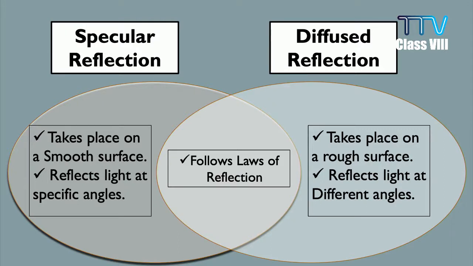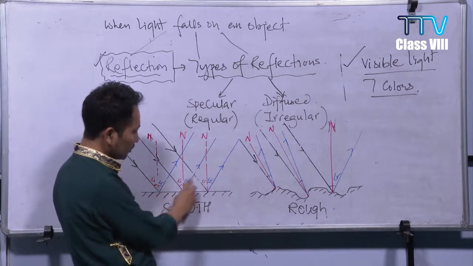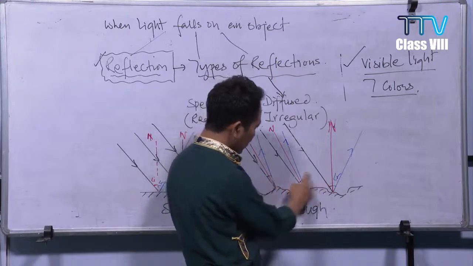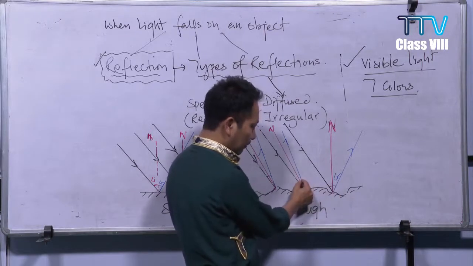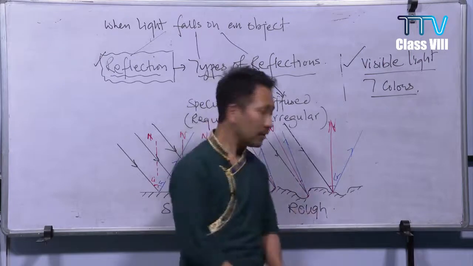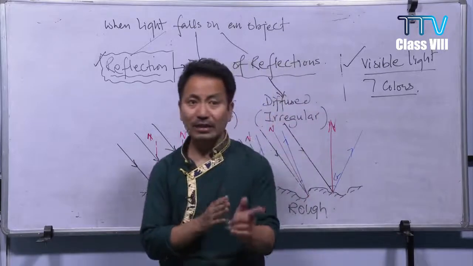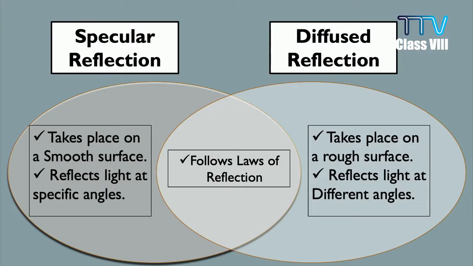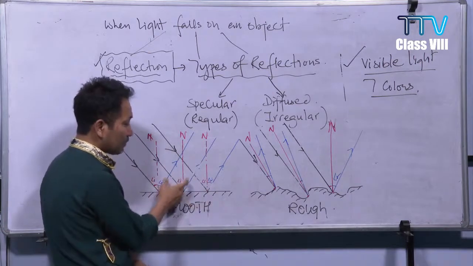In case of a specular reflection, the angle of reflection is the same. In case of a diffuse reflection, the angles of reflection are not the same. If this is 45 degrees, this isn't 45 degrees; maybe it is 10, 15 or 20, it could be any. In specular reflection, light gets reflected at a specific angle, the same angle. That's why we see the reflected rays as parallel. The reflected rays appear parallel because the light gets reflected at the same, specific, particular angle.